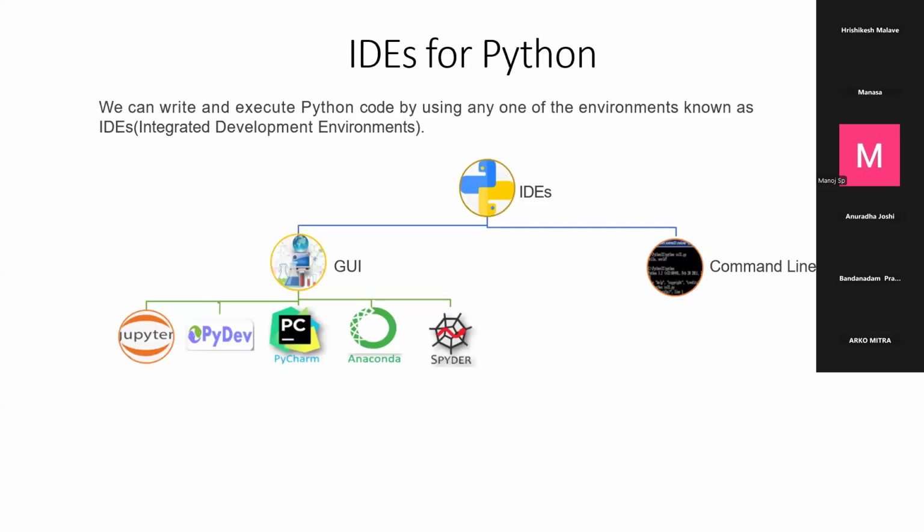Now, how to write the script or code in Python? There are multiple IDEs. IDE stands for Integrated Development Environment. You can even type in a notepad. You can type in any kind of editor, or you can type the commands in the command line editor, or there are certain editors available in the market. PyDev is there, Jupyter is there, PyCharm is there, Anaconda is there, Spyder is there. So lots of frameworks or environments are there where you can write your Python code, right?